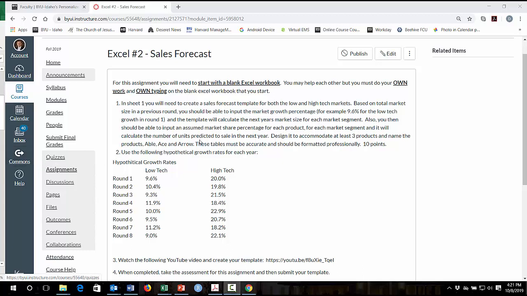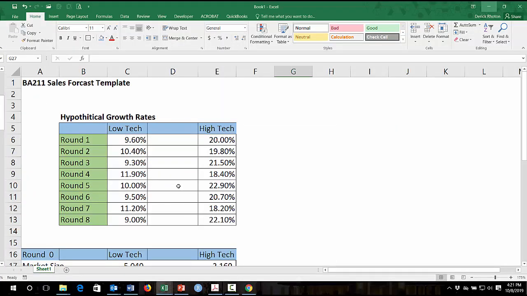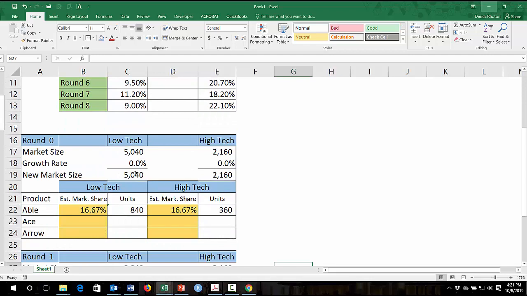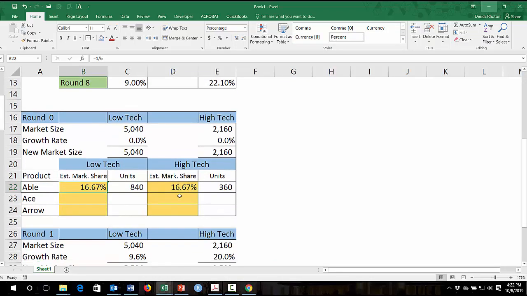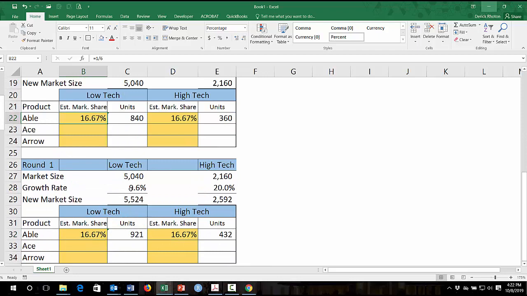So going back to the assignment here, we've got these hypothetical growth rates. In this scenario that I gave you, if the low-tech market grows by 9.6% and the high-tech market grows by 20% and you maintained your current market share, like nobody came out with new products, nobody changed anything, and you were getting 1/6 of this and 1/6 of that, how many units would that be? That's where you can go into this template and say, okay, if I maintain my current market share, we know that round zero is that much, and that's how much we sold in round zero. In round one, if we maintain our current market share, here would be the number of units sold in low tech and the number of units sold in high tech.